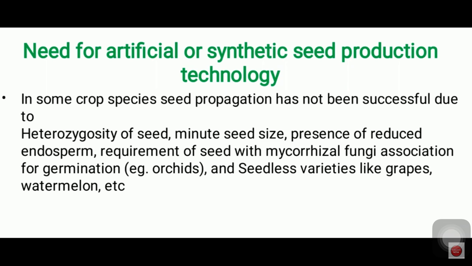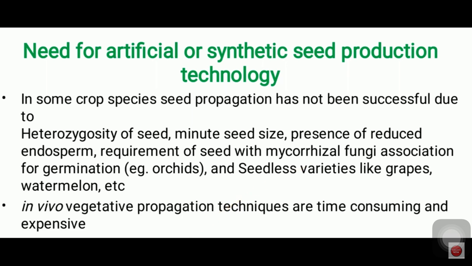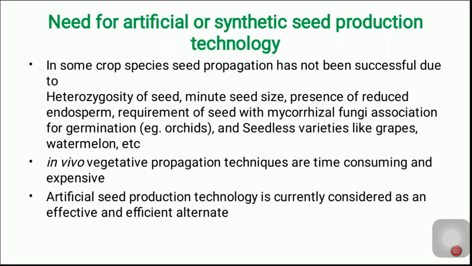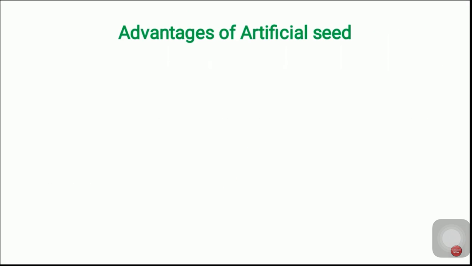heterozygosity of seeds, minute seed size, presence of reduced endosperm, requirement of seed with mycorrhizal fungi association for germination, such as orchids, and seedless varieties like grapes, watermelon, etc. In those crops, synthetic seed or artificial seed will be an effective solution for mass multiplication. And artificial seed production technology is currently considered as an effective and efficient alternative to the conventional techniques.